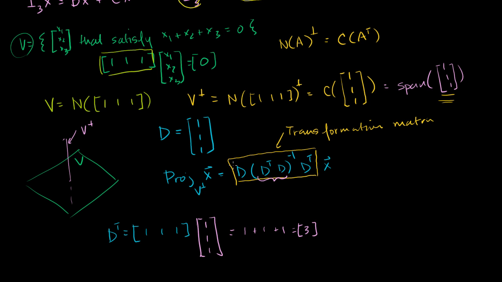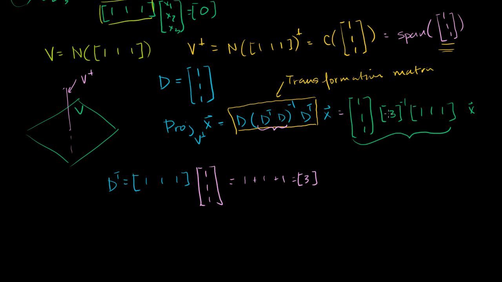So let's write down. So this is equal to D, which is this matrix, 1, 1, 1, times D transpose D inverse. So D transpose D is just a 1 by 1 matrix. We're going to have to invert it. Actually, I've never defined the inverse of a 1 by 1 matrix for you just now, so this is mildly exciting, times D transpose. So D transpose looks like this, 1, 1, 1. And then all of that's times x. But this is the transformation matrix right there.